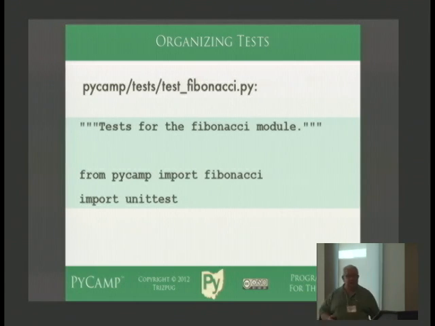However, we do want to look in the test subpackage of PyCamp, where the Fibonacci and triangular modules are, because that's where we're going to test those modules. Within there, we have scripts called test_fibonacci and test_triangular. And so test_fibonacci.py starts with a docstring and tells us it provides tests for the Fibonacci module. It's also going to import the thing being tested from PyCamp, import fibonacci. It's also going to import the code that we use to do the testing, which is the unittest module.